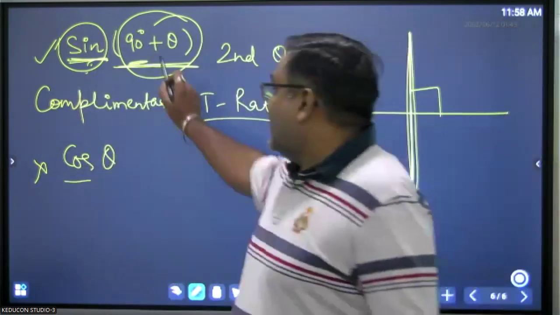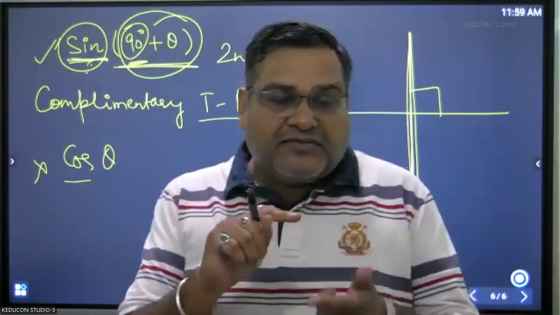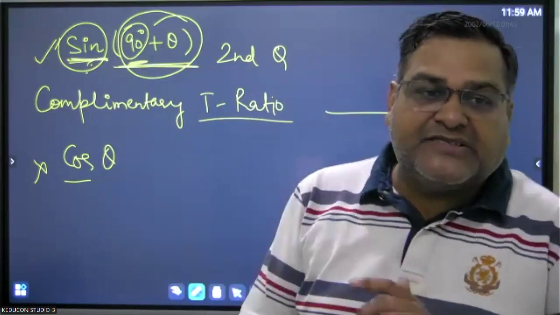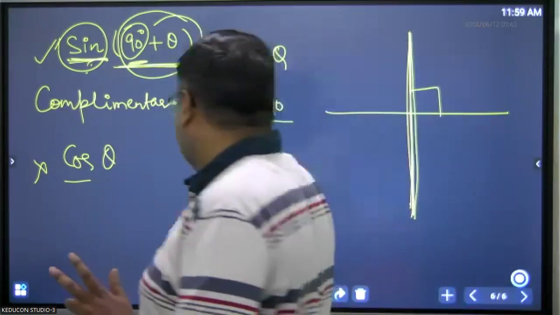When, in place of this 90, the angle is on the x-axis, meaning 180 or 360, then the t ratio will not change. So I'll make you write the rules.